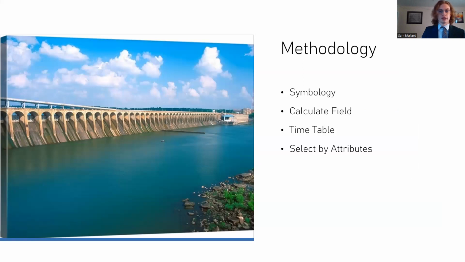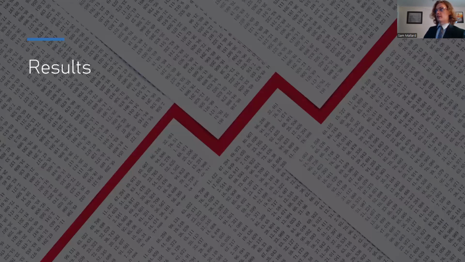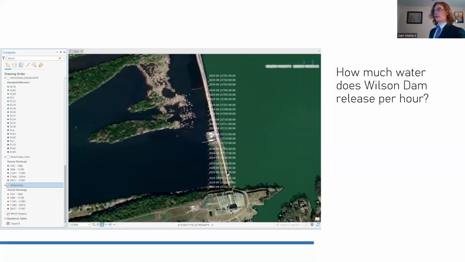In the methodology, I used symbology to symbolize each hour, or to symbolize what the spillage was. I had to calculate field for specific ones. I used the timetable feature and select by attributes. So the results for this are as follows.